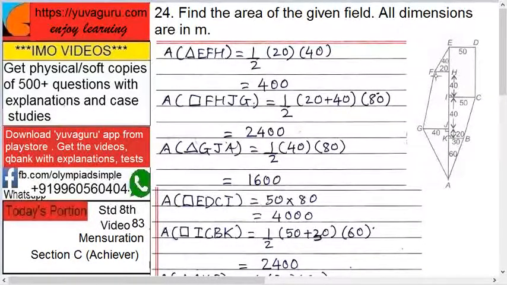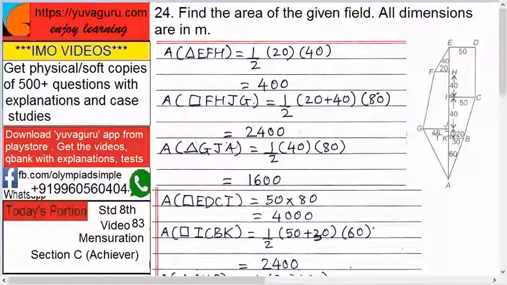Area of FHJG, this is what? A trapezium. Parallel sides 20, 40. Height is what? 40, 40, 80, right? So half into 20 plus 40 into 80, right? So 2400.